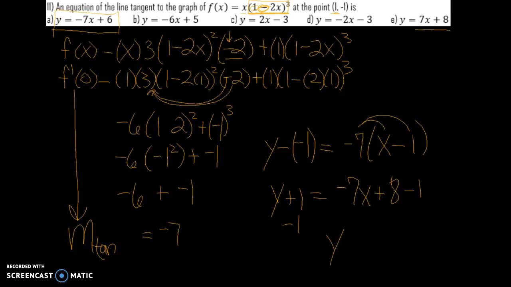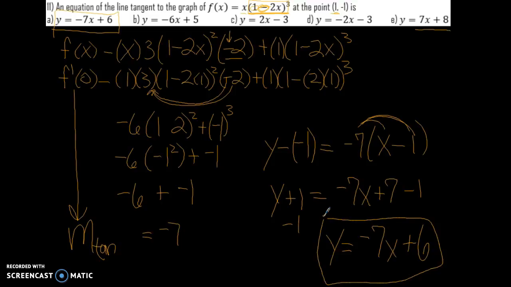Oh, excuse me. This is not it. Okay. Our -7 times -1 is positive 7. There we go. Leaving us with it. Indeed, letter A is our answer. Okay, pretty simple here. No tricks.